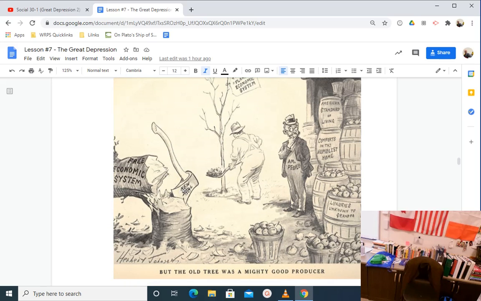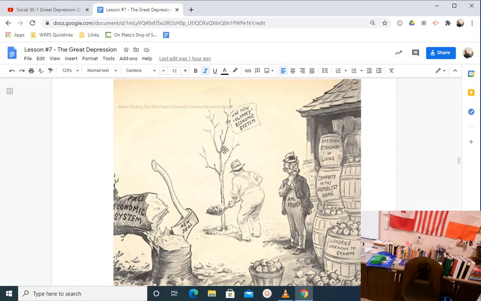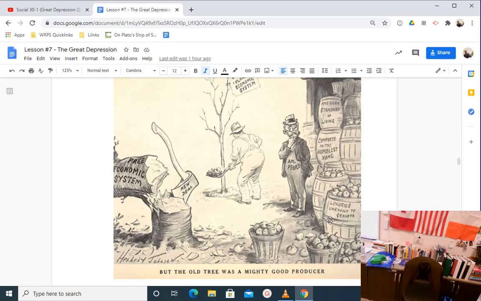I know it's got something to do with the New Deal. These are the American people. They're planting a new planned economic system. But over here they're talking about the luxuries unknown to grandpa, comforts in the humblest home. Where did these apples come from? The old tree was a mighty good producer. The old tree was a free economic system. So if the New Deal cut down the old tree, which is a free economic system that provided all of these things, is the cartoonist saying that FDR is wrong and he shouldn't be planting a new tree? Yes, the cartoonist is saying that.